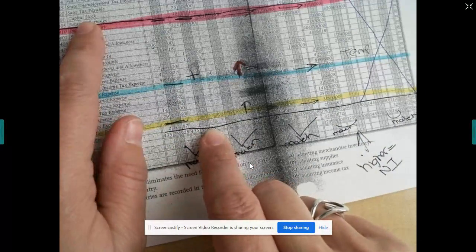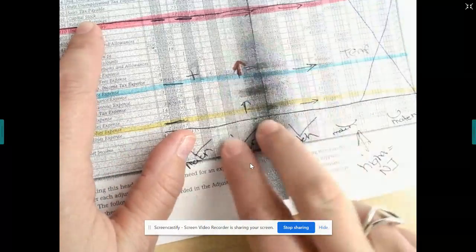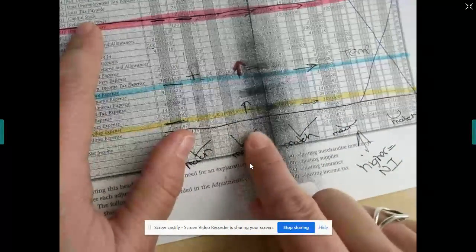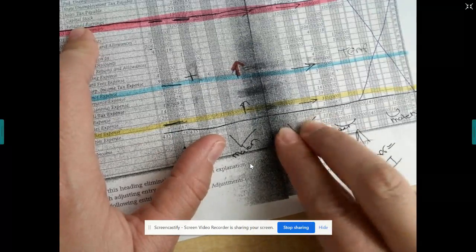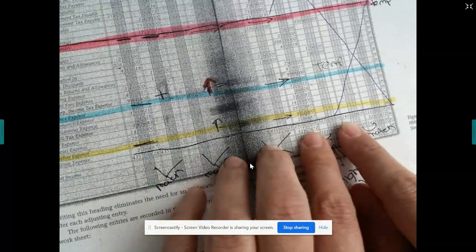These 2 numbers should match, double underline. Add these 2 columns up. These 2 numbers should match, double underline. Add these 2 columns up, double underline. And then here, remember, is how you figure out if you have a net income or a net loss.